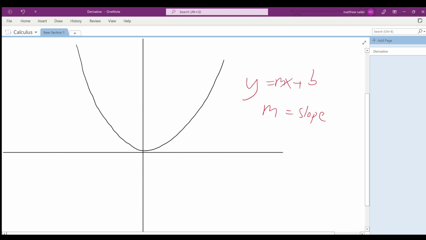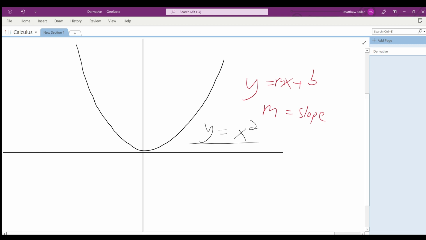But what derivatives will give me is an answer to what is the slope at any point on this line. So here I drew a parabola. This looks like it's y equals x squared. And when we find the derivative of this function of y equals x squared, we will get another function that describes the slope at any point.